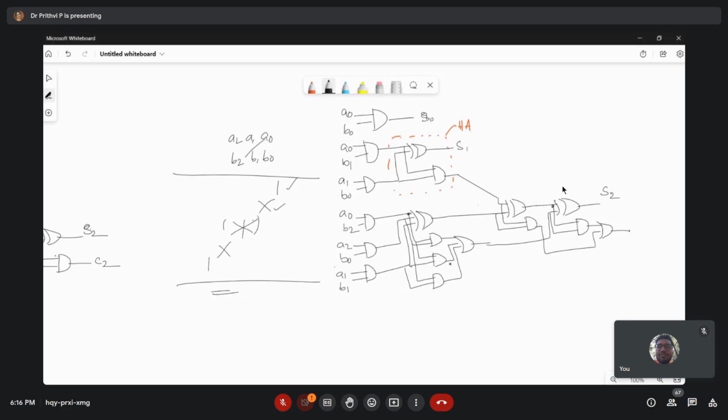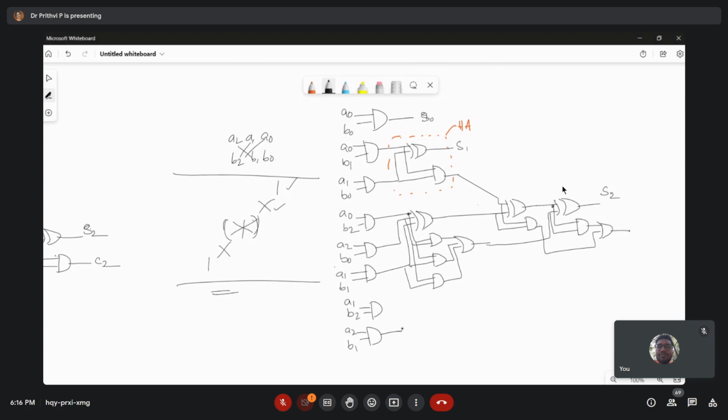Okay, this is self-explanatory. Once you write this equation, you can realize that what we have implemented here actually. Okay, the fourth term is A1 B2, A2 B1. This will be taken through your half adder, and this is carry generation.